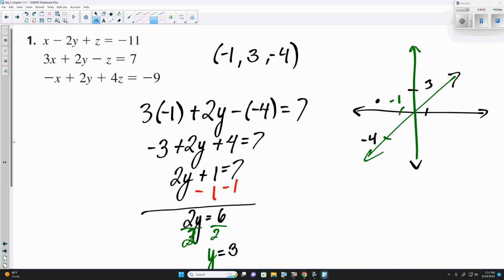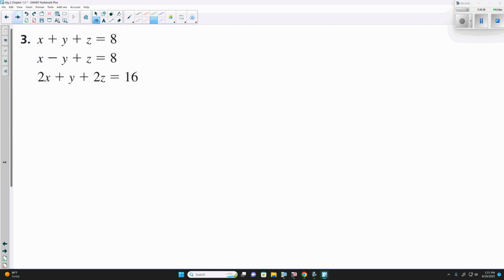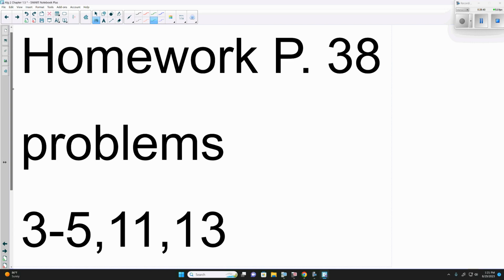So instead of doing one more, I want y'all to go on and start on the homework. So if you do have questions, you can ask. And yes, there are only 5 problems. 3 through 5, 11, and 13.